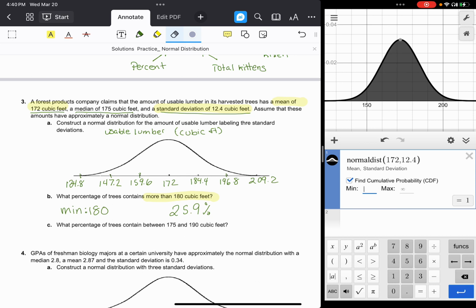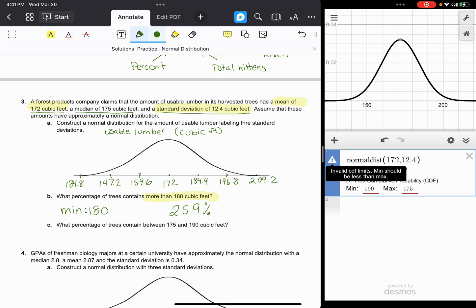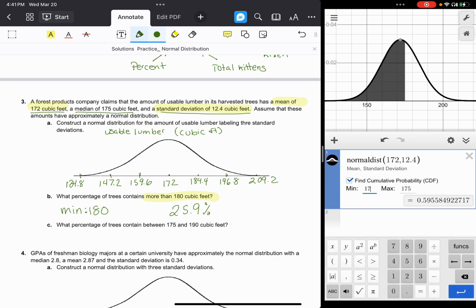All right, the next one, we're doing a between. I love betweens because you really don't have to debate which way you're going to go. Because if I accidentally put 190 in the min, and then I put 175 in the max, it tells me I've done something wrong. I can't enter it incorrectly. Sorry about that cough. So it tells me invalid limits. So the min should be less than the max. It lets me know I didn't type it correctly. And so I'm going in and typing it correctly now.